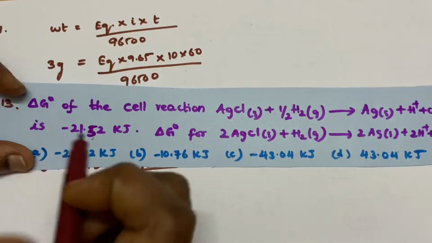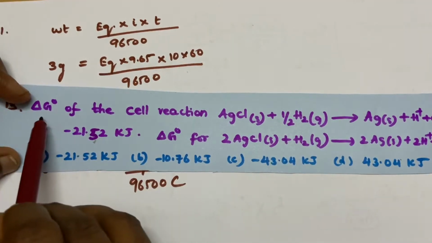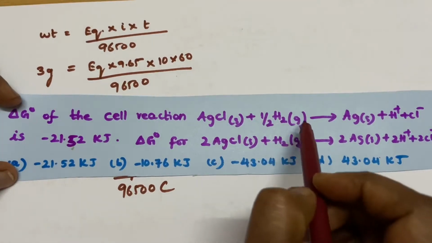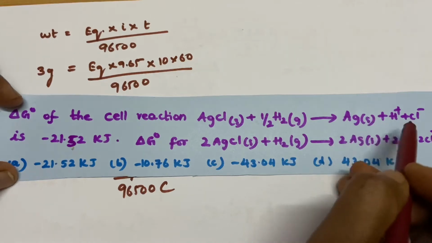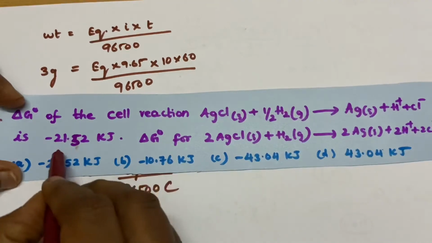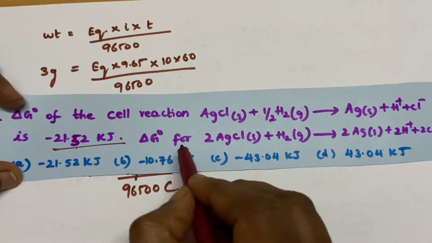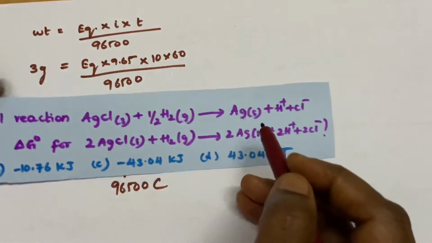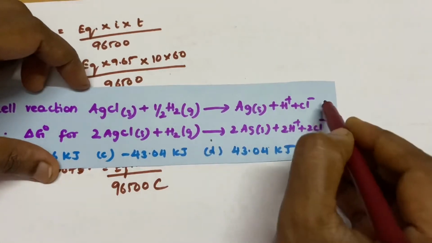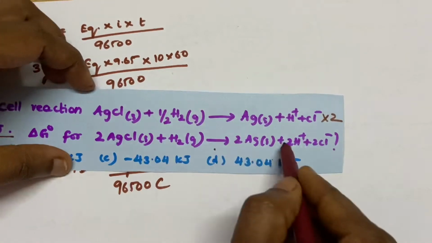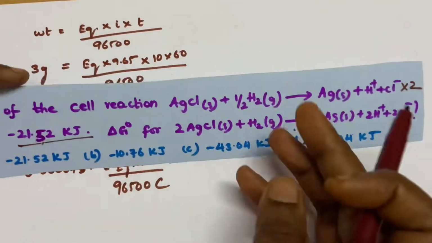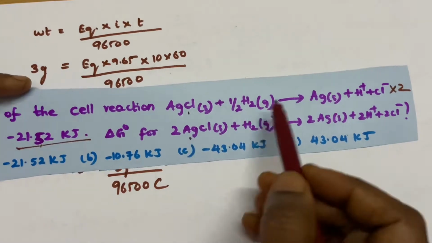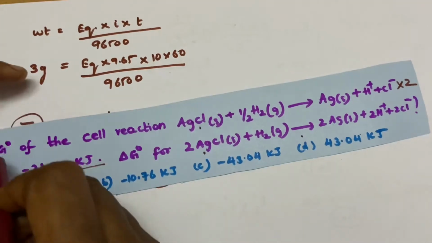See your next question. The standard Gibbs free energy change of the cell reaction AgCl plus half mole of hydrogen gives Ag plus HCl. Its value is given, and they are asking for this equation, which is nothing but double of this equation. If you multiply this by 2, this is the equation. So what they are doing here, they are increasing the amount. Instead of 1 mole, they are making it 2 moles, just multiplying by 2. So what will happen to del G, they are asking.